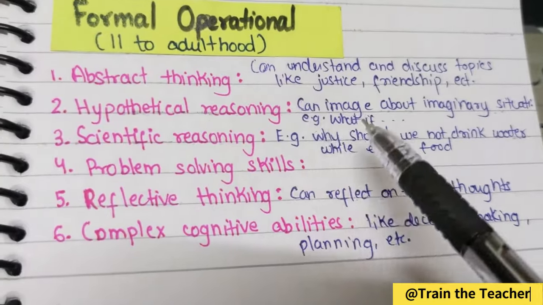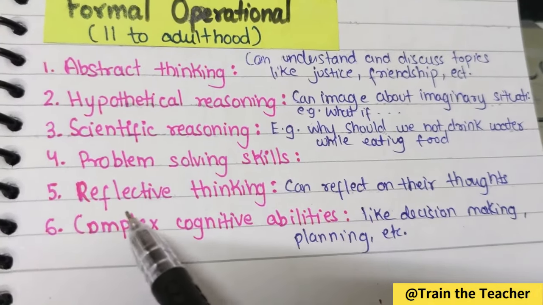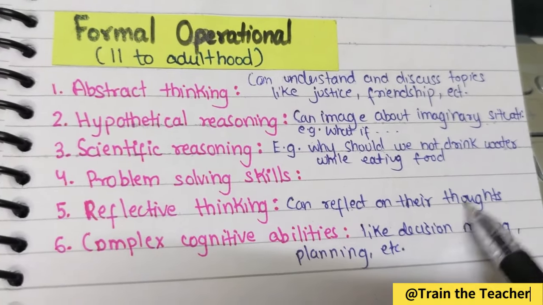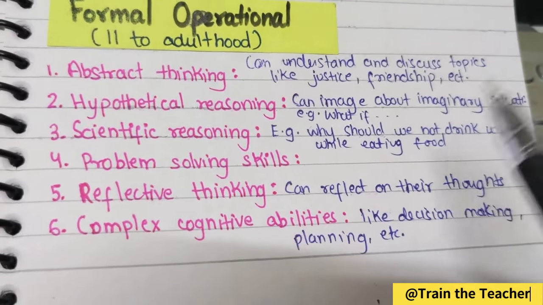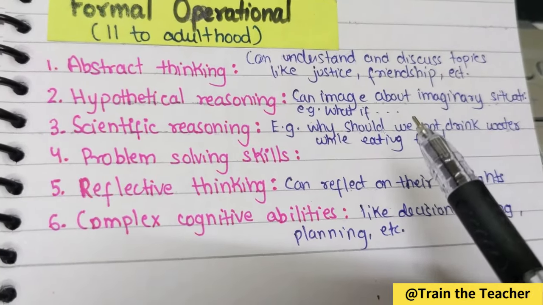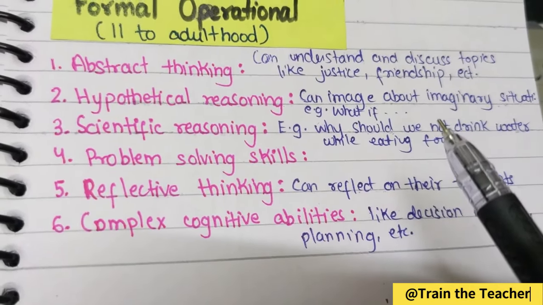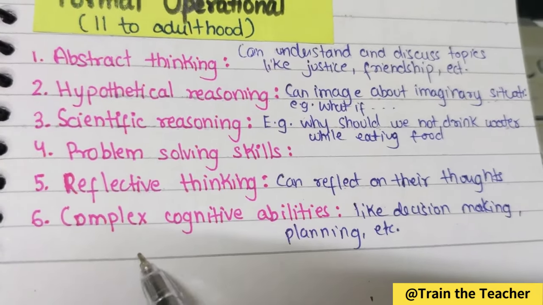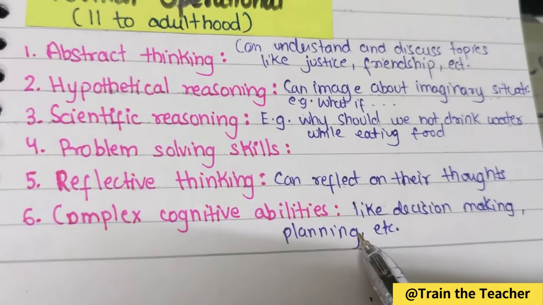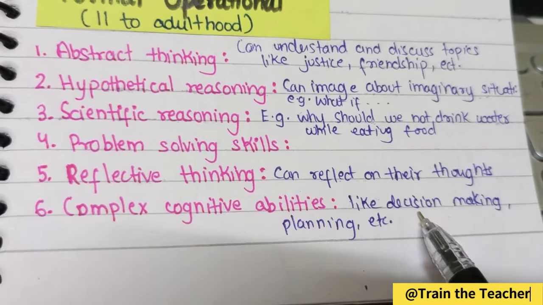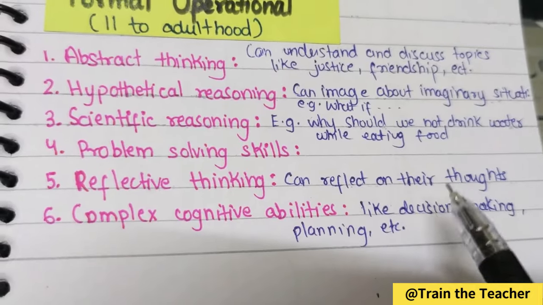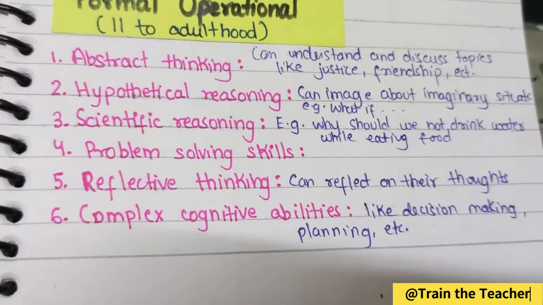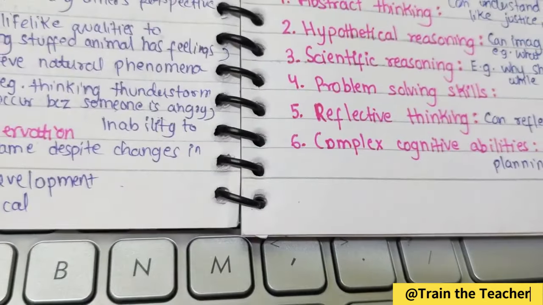Problem solving skills develop करते हैं, obviously, no explanation required. Reflective thinking. They can reflect on their thoughts कि अच्छा मैंने ऐसा किया, ऐसा नहीं करना चाहिए था, और मैंने ऐसा किया, अच्छा किया. Okay, that what do we say, that introspection takes place. The last one is complex cognitive abilities also start taking place, like decision making, planning their time, their day, time management, okay, decision making about their career, etc.